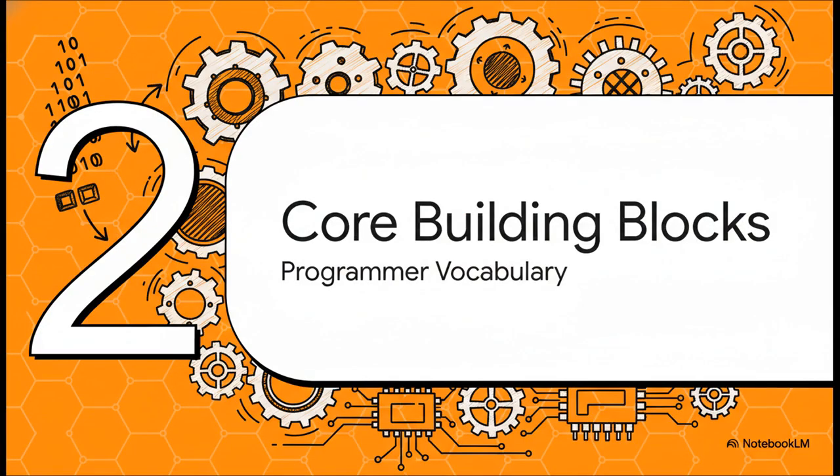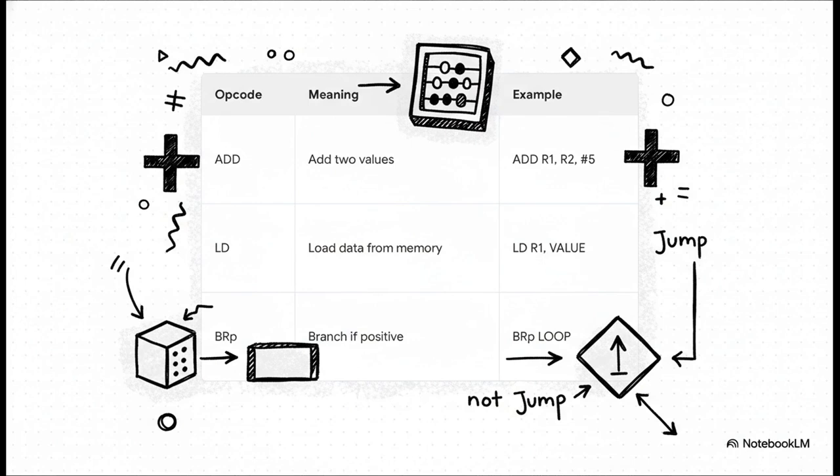Okay, so we've got the sentence structure down. Now let's build up our vocabulary. What are the common words and the grammar rules that let us actually write something useful in assembly? Let's look at a few of the big ones. Here are some really common opcodes, those verbs we were talking about.